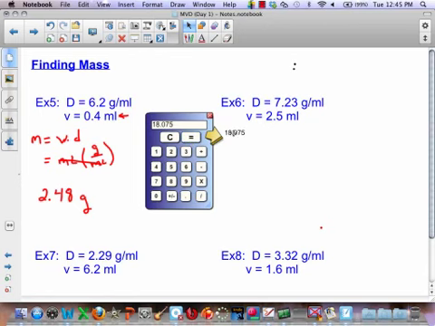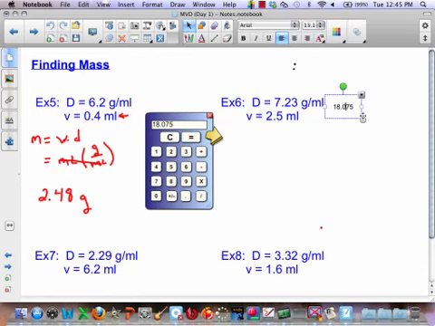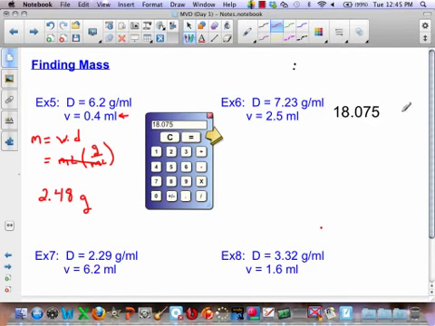Yeah, I'm not sure what you did there. We should end up with 18.075. And again, that's going to be in grams. I'm not real sure where you came up with the extra 230. That's quite a gap. Well, what you did is correct. I'm still not sure where that answer came from. All right, looking at number 7.